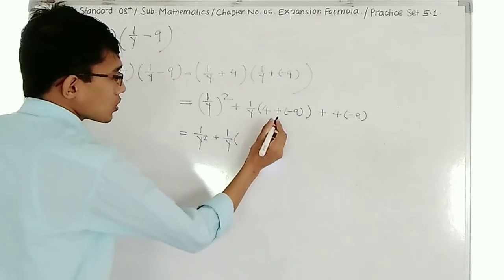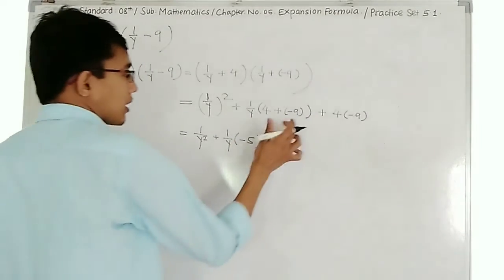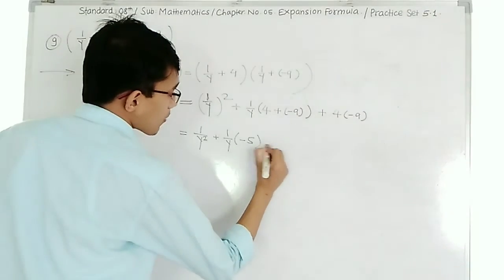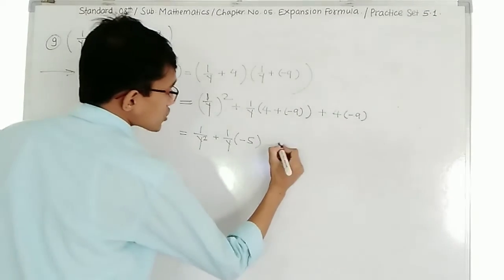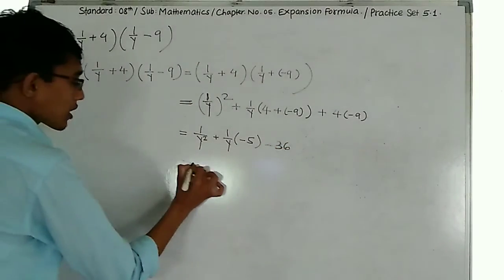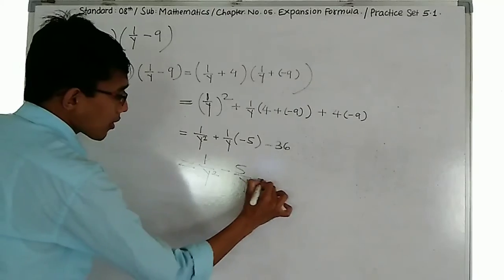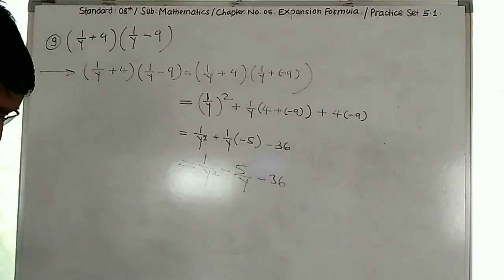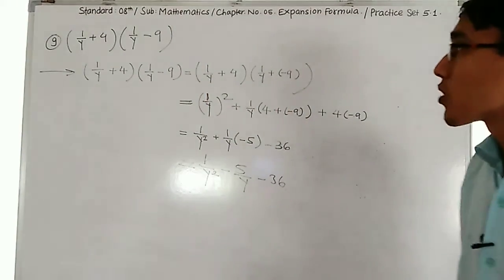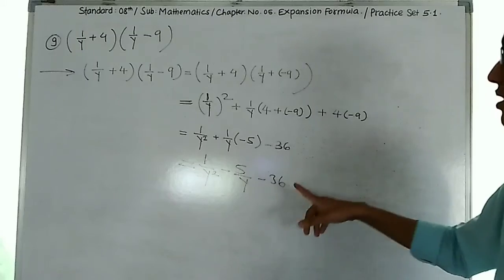4 − 9 will be −5. 9 − 4 is 5, and the sign of the bigger number is minus. Plus into minus will be minus, and 4 into 9 will be 36. So what we got is the expansion (1/y)² − 5/y − 36. So this is the required expansion for (1/y + 4)(1/y − 9), that is 1/y² − 5/y − 36.